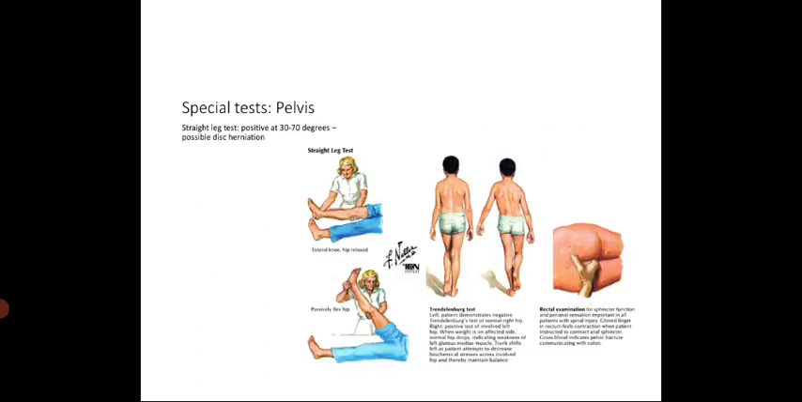Next test that we usually do would be the straight leg test, which is positive at 30 to 70 degrees, and it denotes a possible disc herniation. Another would be the Trendelenburg test for the hip. So usually it's positive when the patient cannot lift the contralateral hip or the normal hip off the ground, and the patient shifts his trunk to the normal side as an attempt to decrease the stresses across the hip.